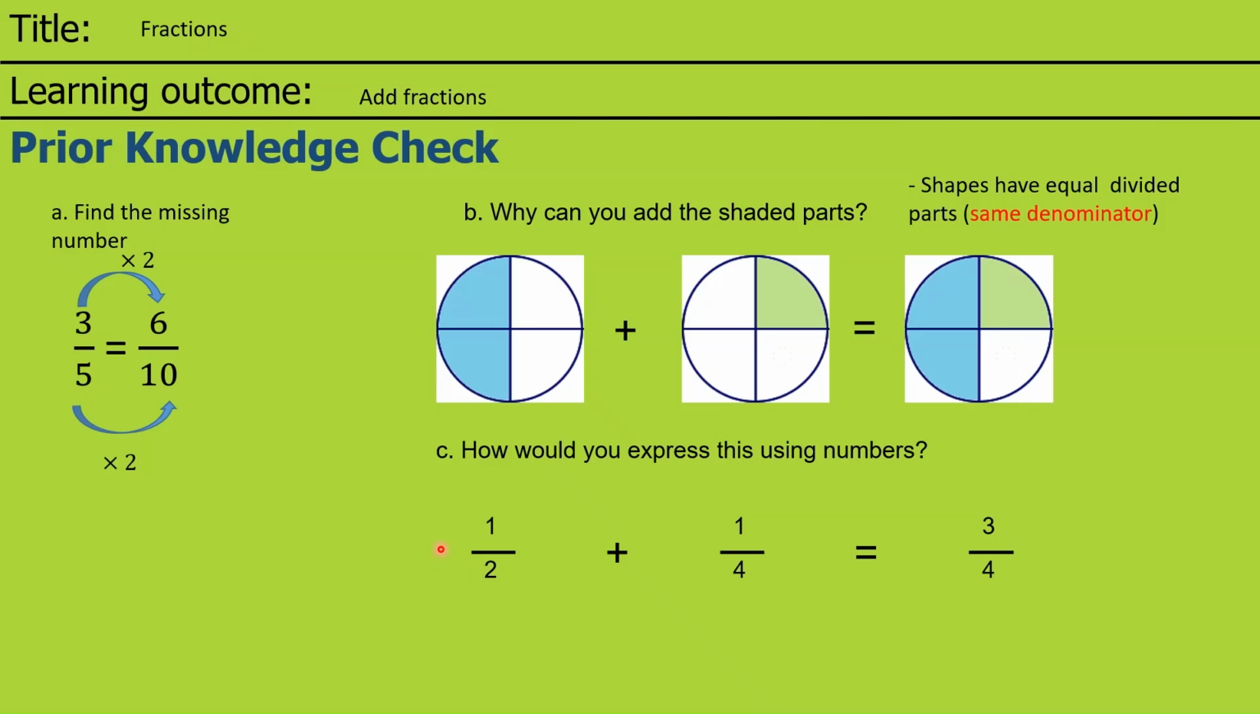Therefore, we'll start with a half, and we have to multiply both numerator and denominator by 2 because we need 4 equal parts. So let's start. 2 multiplied by 1 is 2, and 2 multiplied by 2 is 4. Now we have 4 equal parts, we have same denominators, and we can just add the numerators. 2/4 and 1/4 gives you 3/4.